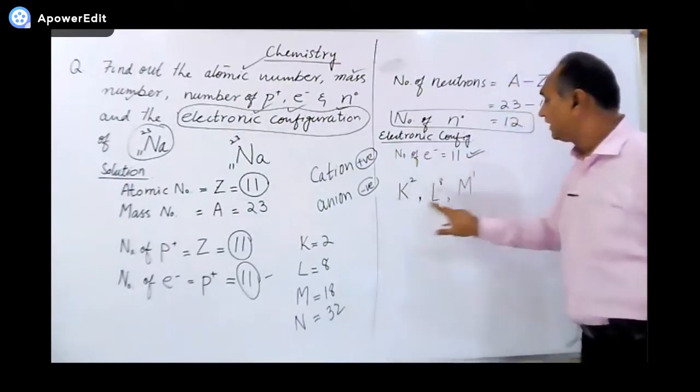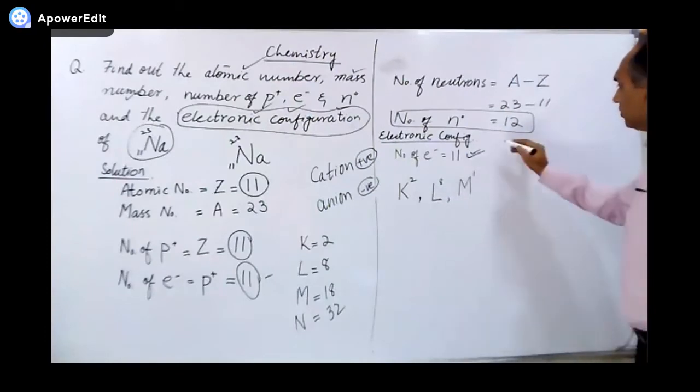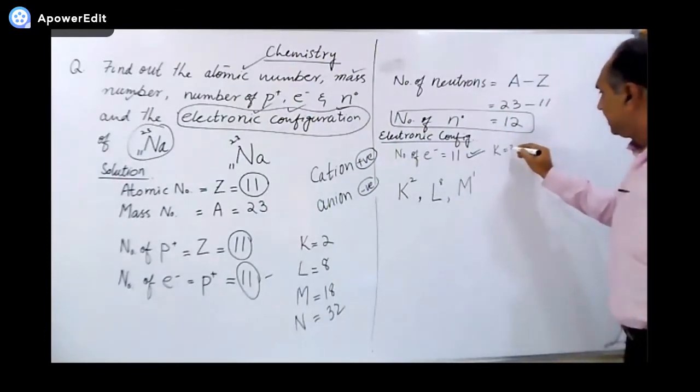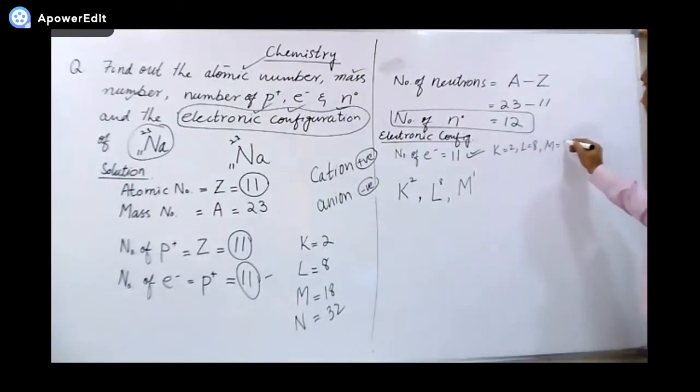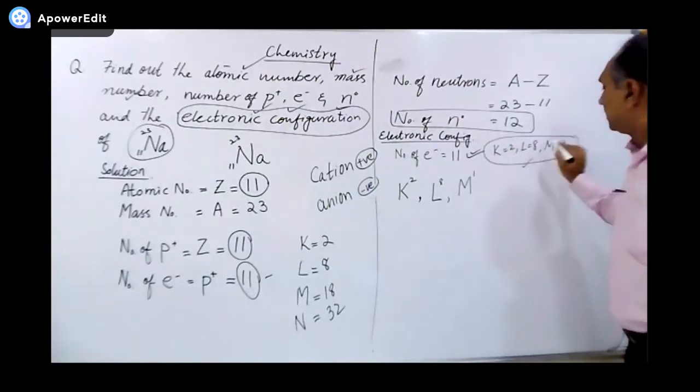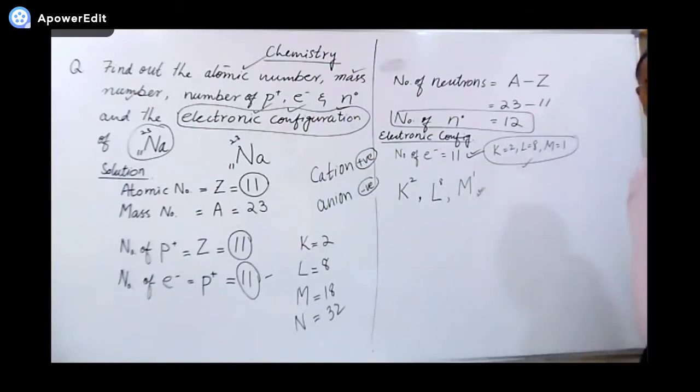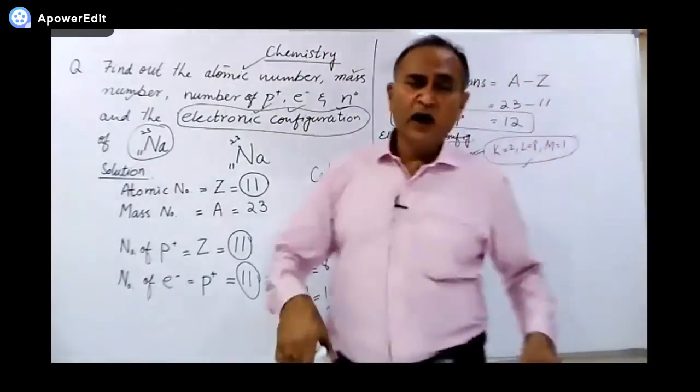This is called electronic configuration. Either you write like this or you write like this. K is equal to 2, L is equal to 8, M is equal to 1, and both are the same. But this is better. So from this discussion, how can we summarize?